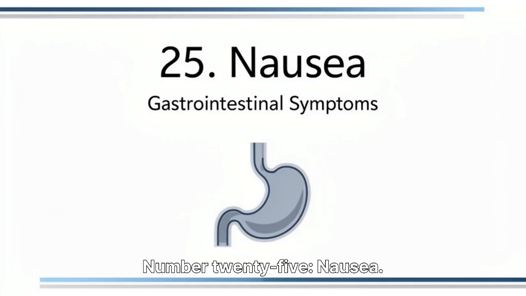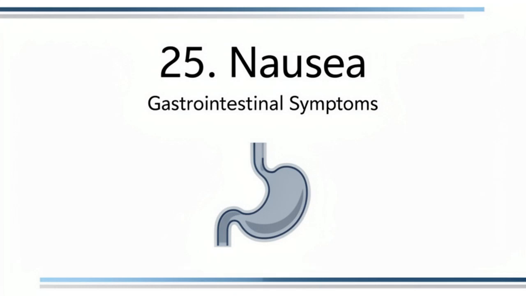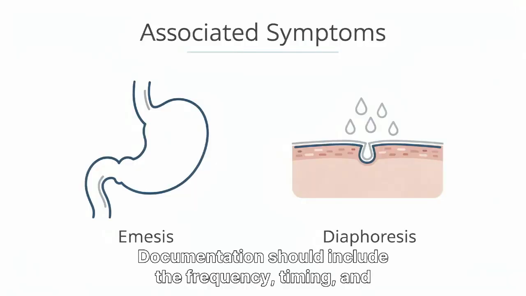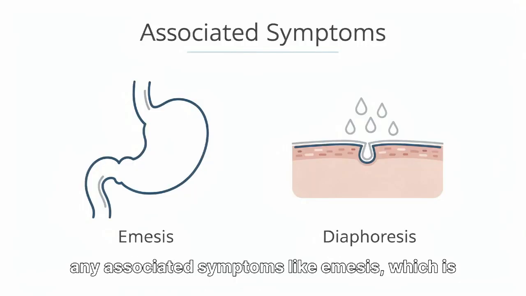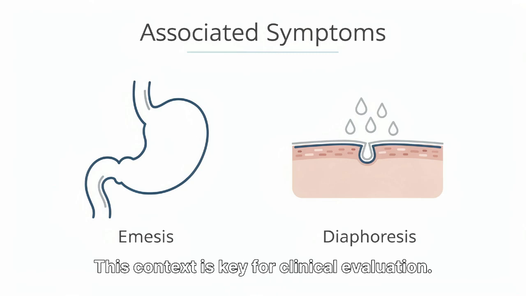Number 25. Nausea. This is the subjective sensation of an urge to vomit. It is often accompanied by abdominal discomfort and can be a side effect of medication or a symptom of illness. Documentation should include the frequency, timing, and any associated symptoms like emesis, which is actual vomiting, or diaphoresis, which is excessive sweating. This context is key for clinical evaluation.